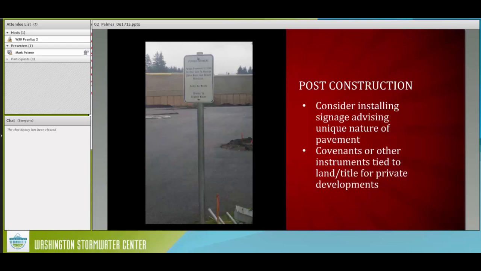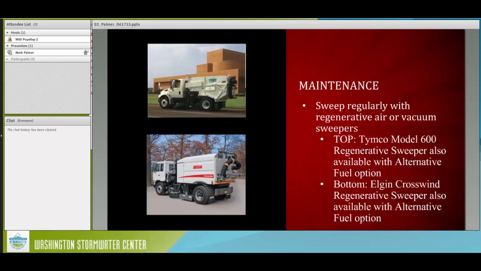Information such as this can be helpful, where you just have a sign that indicates it's porous pavement and that it's managing stormwater: dump no waste, drains to your groundwater. This is that same Tumwater site where the porous asphalt was installed. Maintenance on porous asphalt is typically just regular sweeping with a regenerative air or vacuum sweeper. City of Puyallup has one of the most aggressive street sweeping programs that I've found in the state and maybe throughout the country, where we have regenerative air sweepers and we sweep all streets in the city at least once a month, and some more frequently than that.